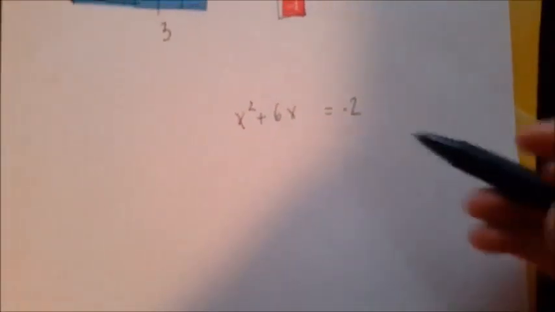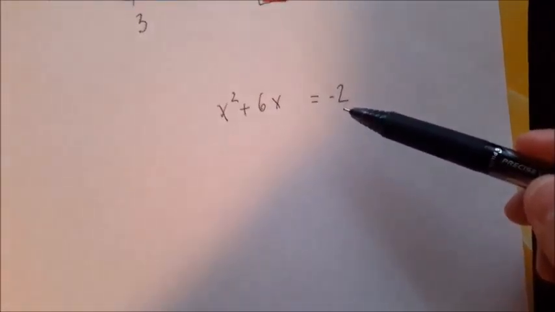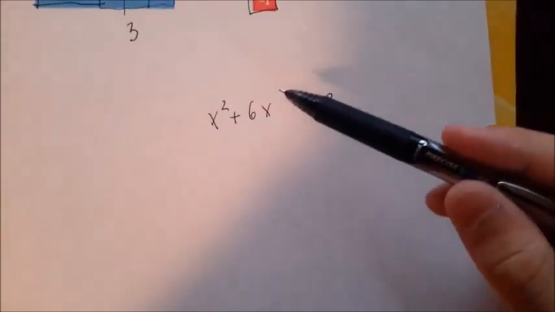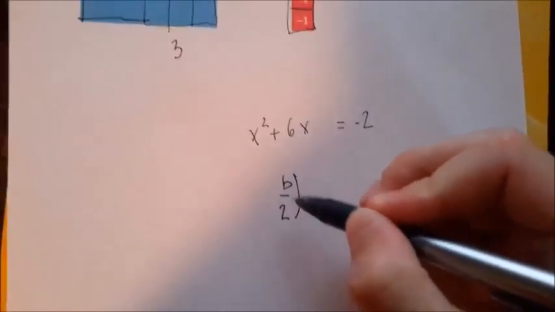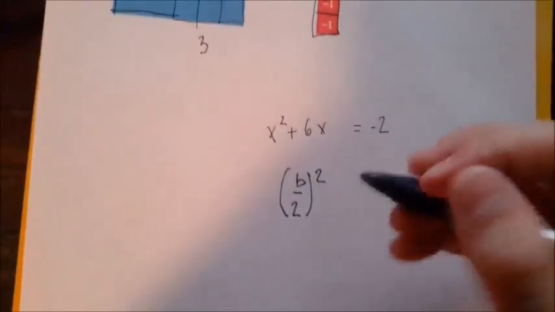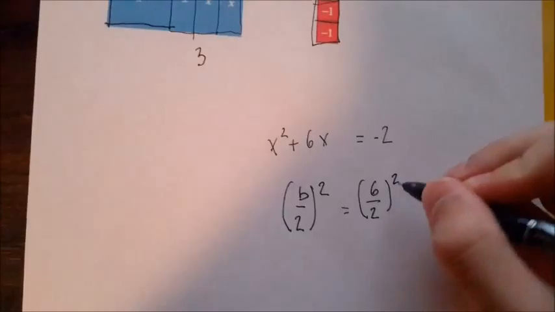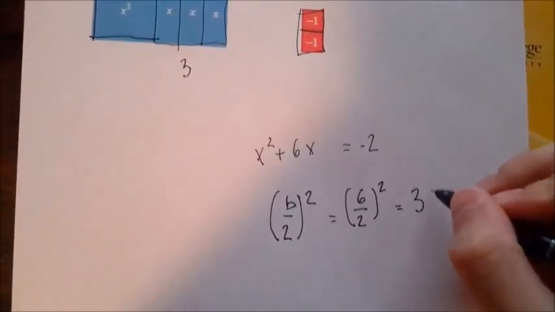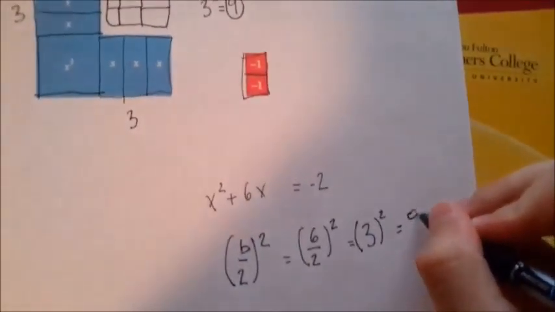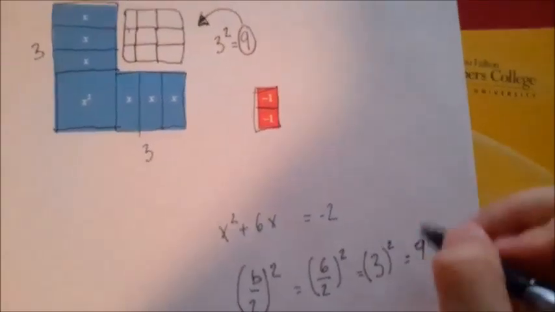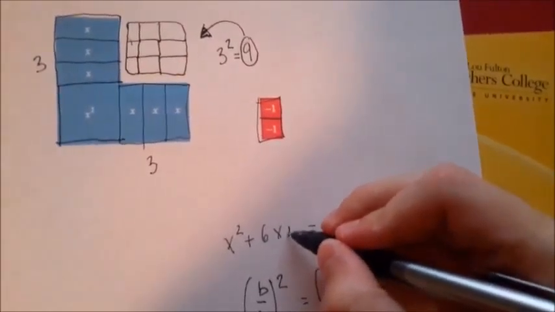Now let's look at this without using our graphic tiles. We have our x squared, our 6x, and our negative 2. To find what goes here, we can use the formula b over 2 squared. Thus, we get 6 over 2 squared, which equals 3 squared, which equals 9. This 9 is going to go into this box.